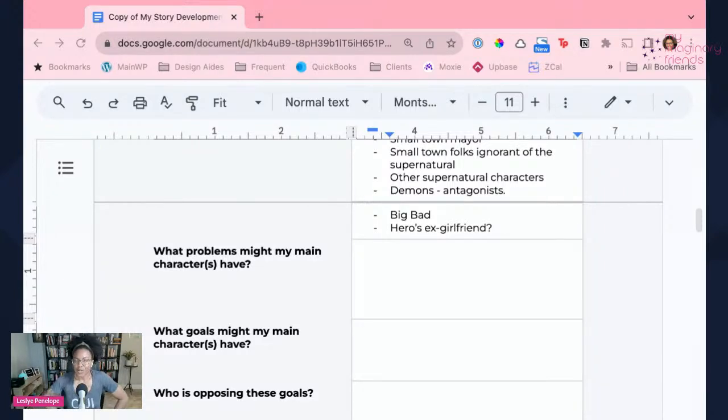Welcome, SD. No worries for being late. We're just getting started with the workbook. The link is in the description for their story development.